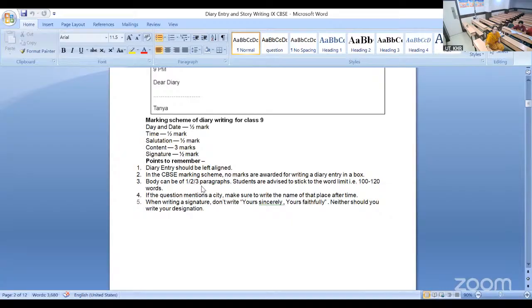Body can be of 1, 2, 3 paragraphs. As many as you want. Students are advised to stick to the word limit of 100 to 120 words. What I suggest is, don't write so big. Try to follow 120, go up to 150 or 180, but don't write too much beyond 180, because in school you know your teacher, but on the board the examiner becomes irritated because they have to read so many details. Because of that irritation, the marks you would have got may go down. So you have to think about the mindset of the examiner. That is why it is for your benefit.